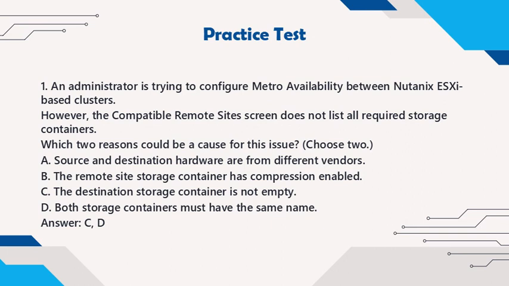1. An administrator is trying to configure metro availability between Nutanix SG-based clusters. However, the compatible remote sites screen does not list all required storage containers. Which two reasons could be a cause for this issue? Choose 2. A. Source and destination hardware are from different vendors. B. The remote site storage container has compression enabled. C. The destination storage container is not empty. D. Both storage containers must have the same name. Answer: C, D.